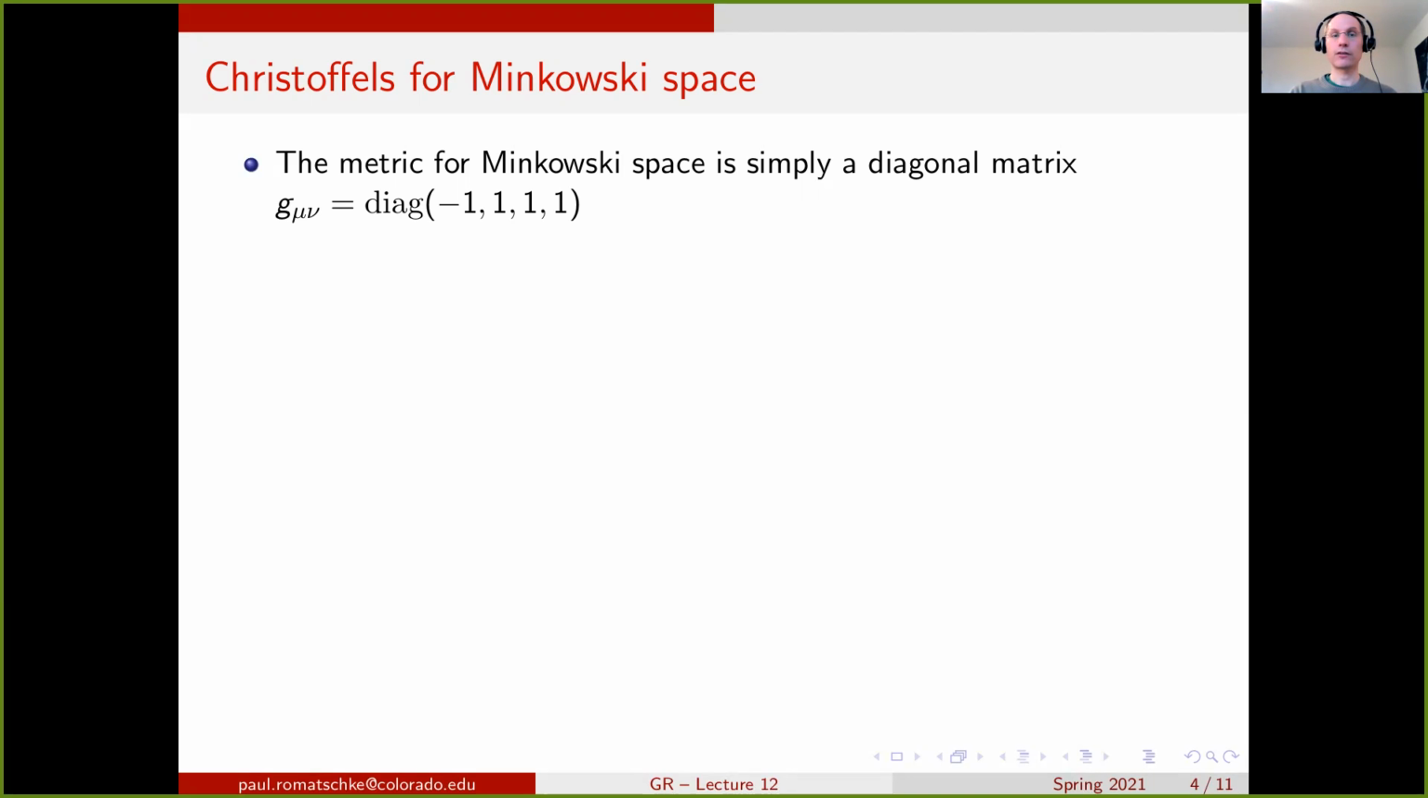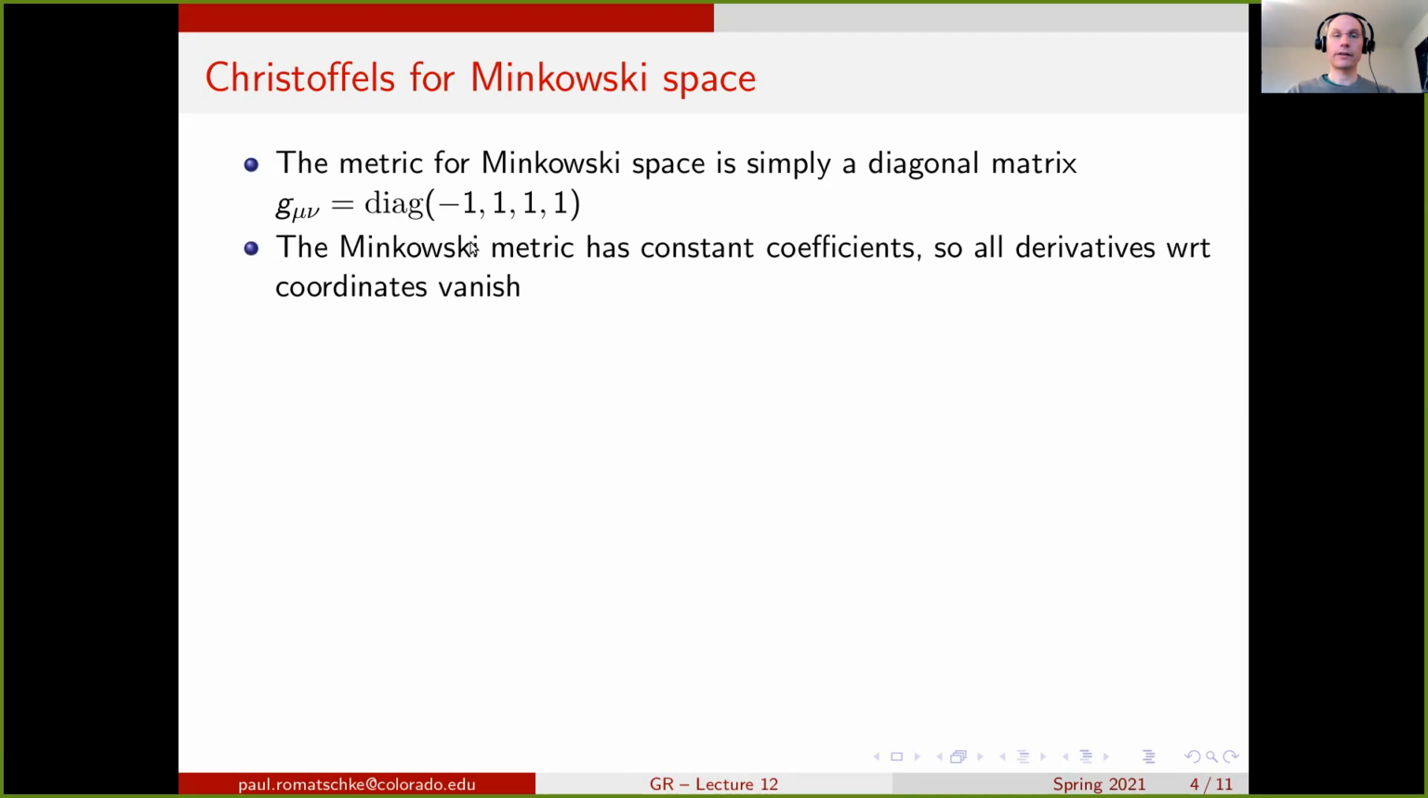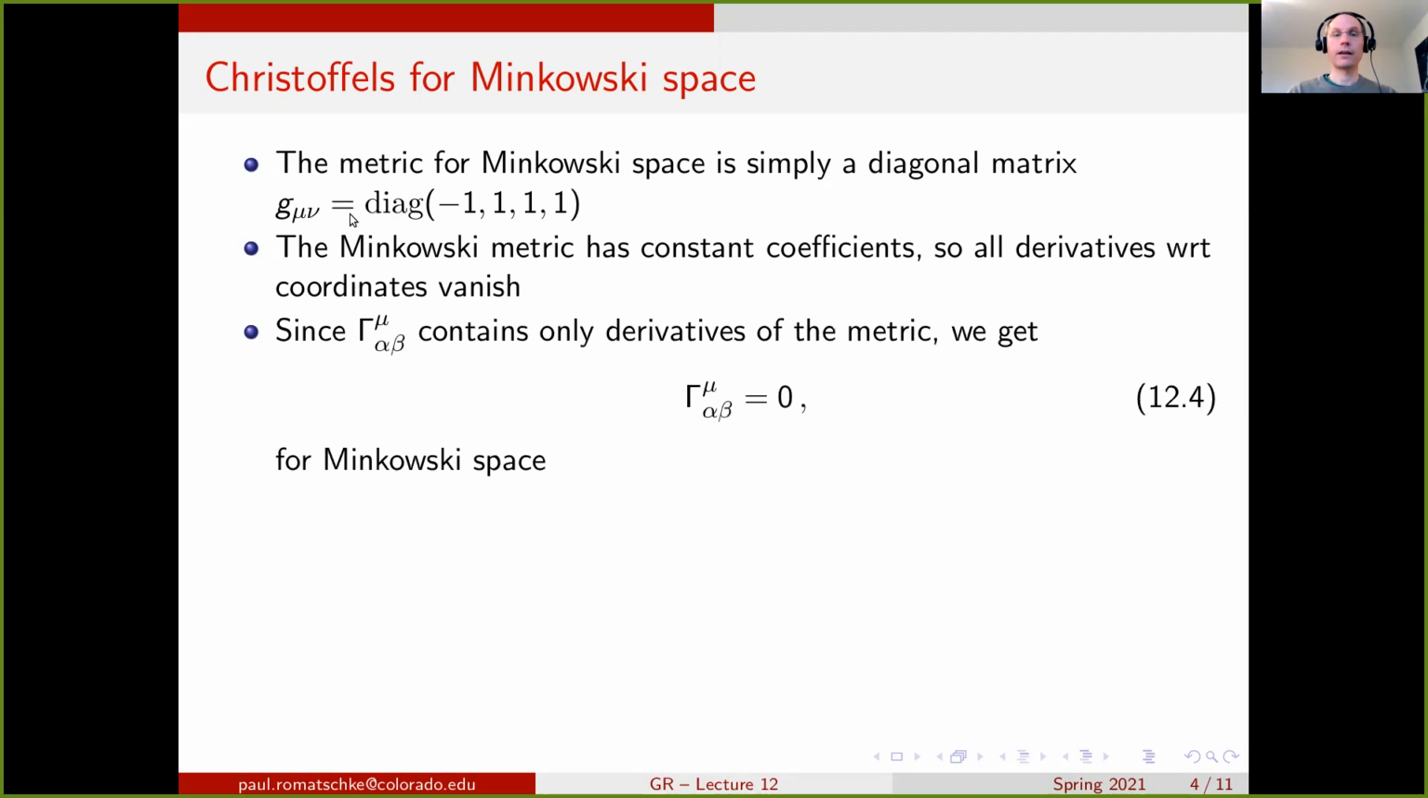We have talked about the metric of Minkowski space being just a diagonal matrix with entries -1, 1, 1, 1 along the diagonal. I write the diagonal matrix simply by this expression diag here. Because the metric has just constant entries, all derivatives of the metric vanish, because any derivative of a constant is just 0. And that's good news, because the Christoffel symbols contain only derivatives of the metric, so if the derivatives vanish, then all Christoffel symbols are identically 0 for Minkowski space.